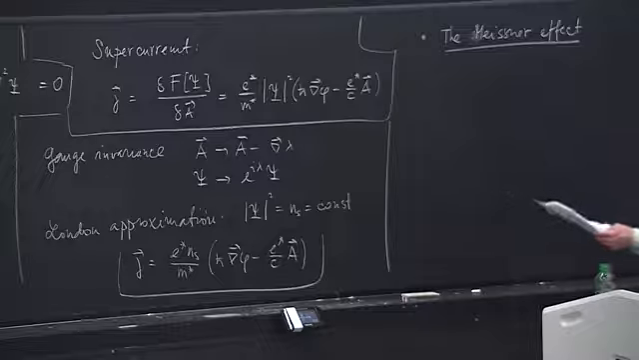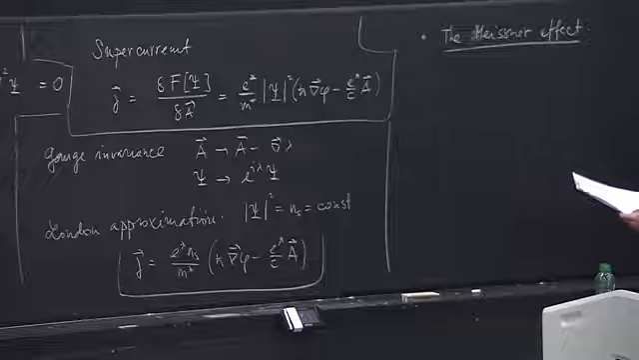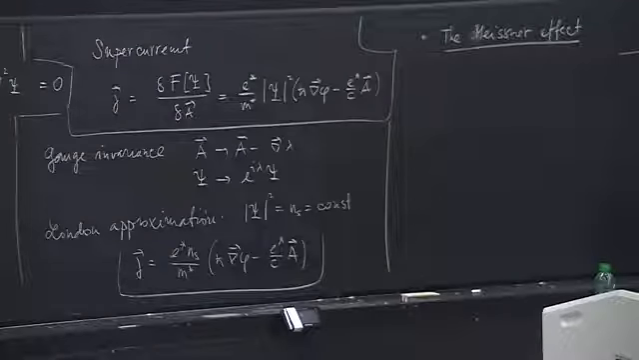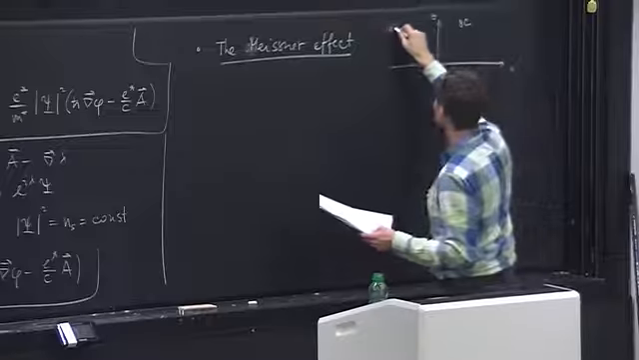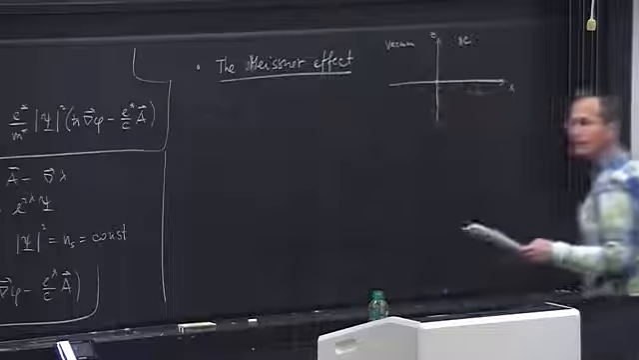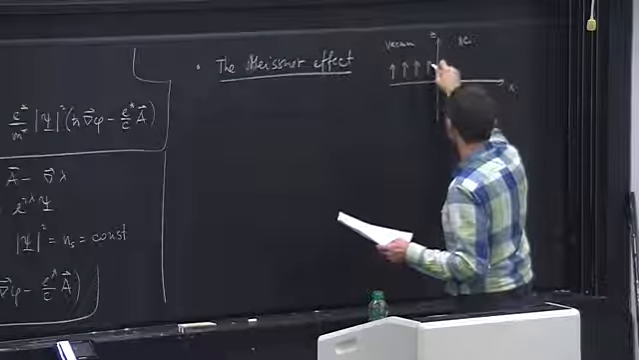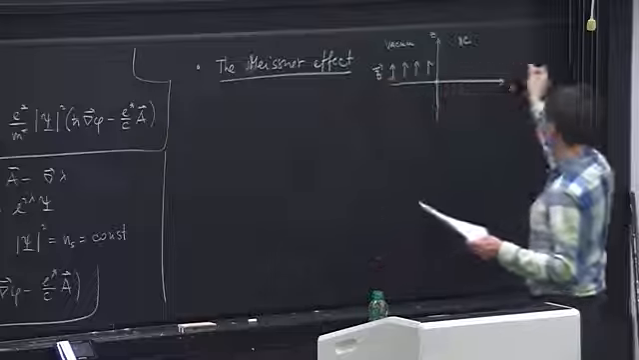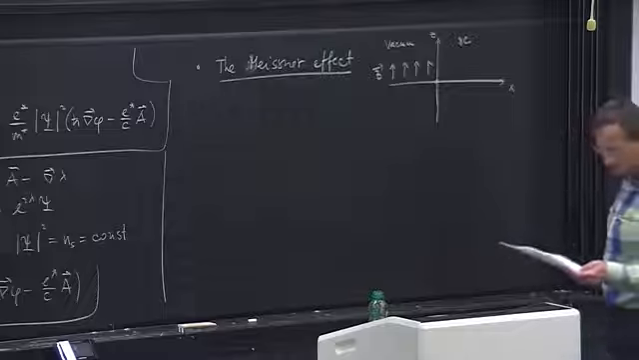Meissner effect is the expulsion of a magnetic field from the bulk of the superconductor. So let's study the following situation. Let's consider a half plane or half space for x larger than 0 to be filled with a superconductor, and on the other side there's a vacuum, right? And we want to apply a magnetic field here in the vacuum, and we want to see how it evolves as we hit the superconductor, okay?